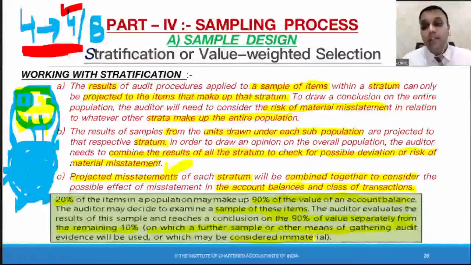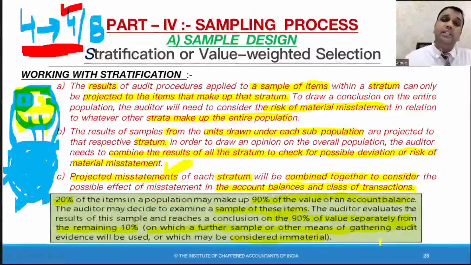And if I find that the other 10% is immaterial, I'll project this observation of the 90% to the whole population of 100%. But if I find the other 10% to be material also, I'll extract a sample from that 10% as well, carry out my audit procedures on that stratum, and combine the results of the 90% stratum and the 10% stratum to project it on the whole population. This was stratification.